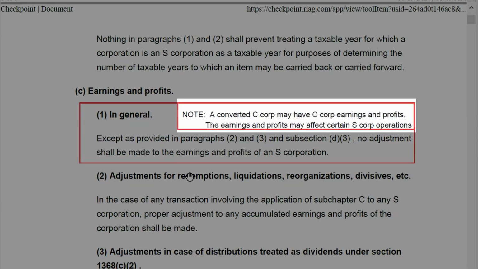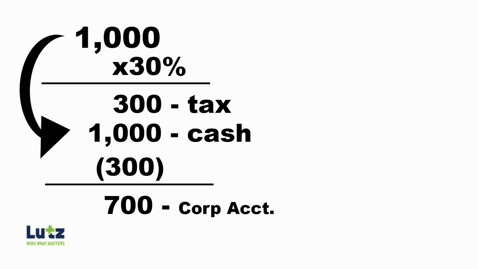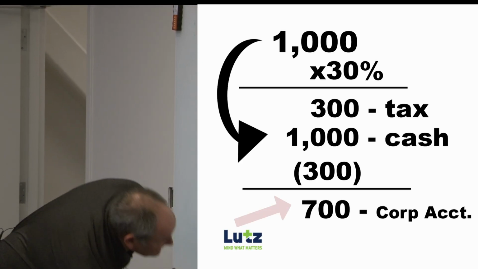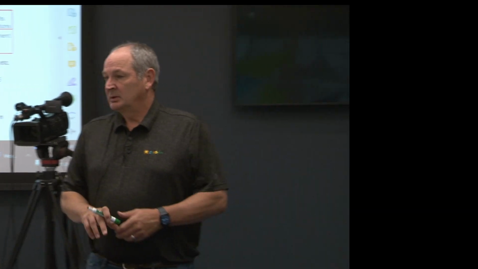And again, going back to 1371, it says all C corp rules apply until they don't. So if you have a C corporation that converts from C to S, it's probably going to have earnings before it converted, and those earnings are probably undistributed, correct? So this says, except as otherwise provided in (d)(2) and (d)(3), no adjustments are going to be made to earnings and profits of the S corporation. So when an S corporation converts, it converts with this E&P. And S corp operations are not going to adjust earnings and profits.